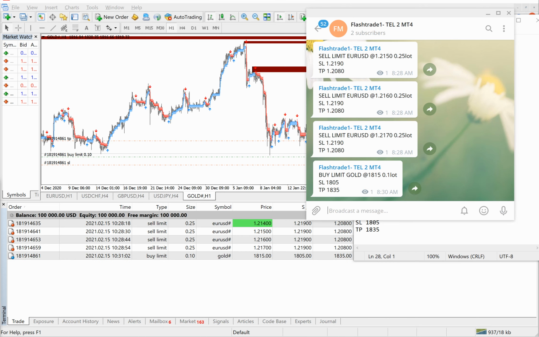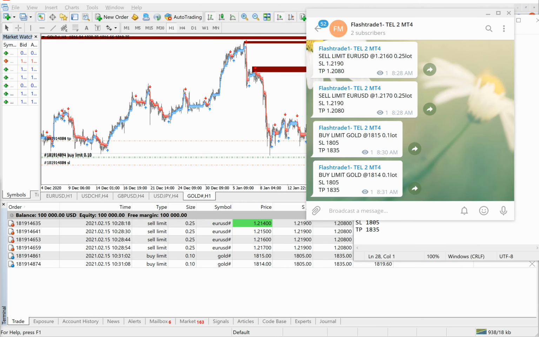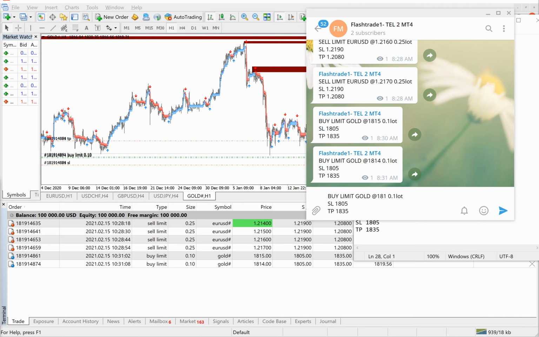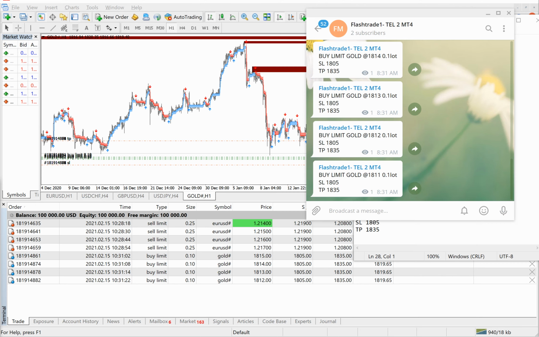This is the levels placed in gold: 1815, 1814, 1813, 1812. Keep checking in the terminal. The gold levels are adding. 1812 and the last trade with 1811.